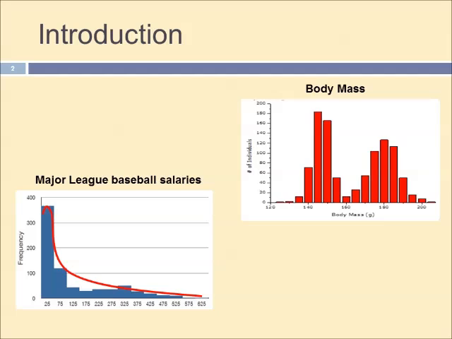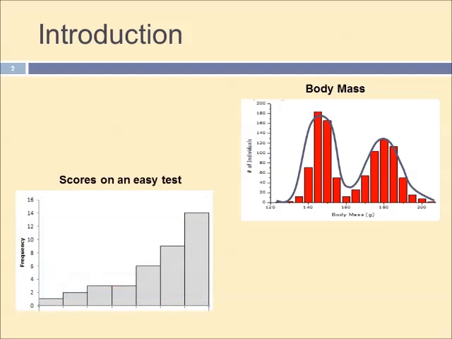Another example, suppose we have the body mass of individuals and a histogram here. We can smooth it out, and we see that this is a bimodal distribution. Lastly, if we look at a histogram of scores on an easy test, we see that it's skewed to the left because most of the scores are in the high range. And once again, we can smooth it out.